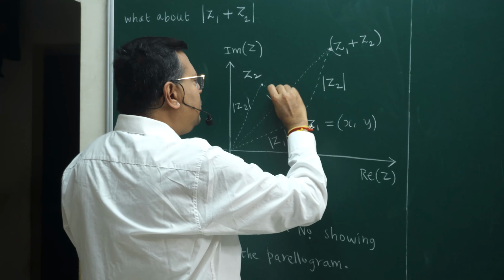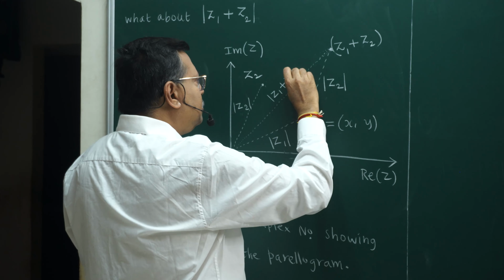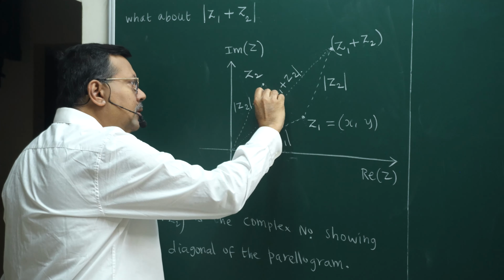Therefore, this is nothing but modulus of Z1 plus Z2. And now you forget about the parallelogram. We don't want the parallelogram. Now you see a triangle. There is a triangle from here to here, and there to there. So once you have a triangle, you tell me which is the longest side. The diagonal is the longer one.